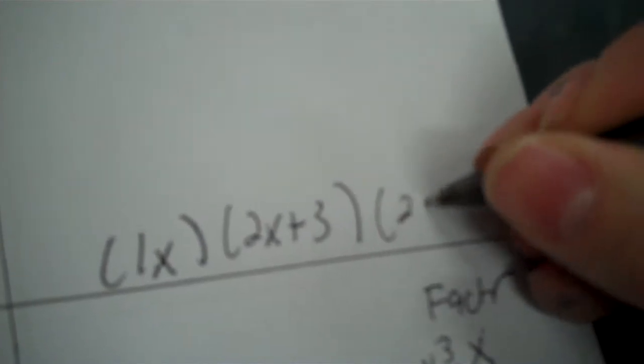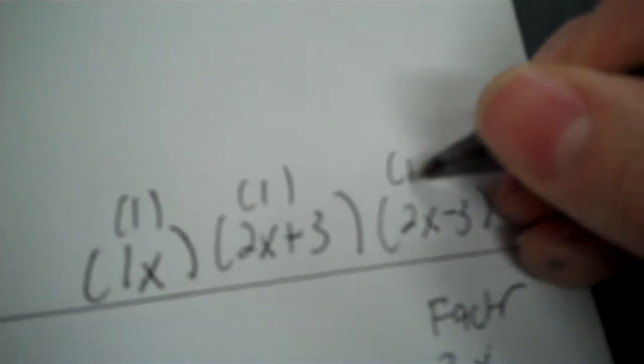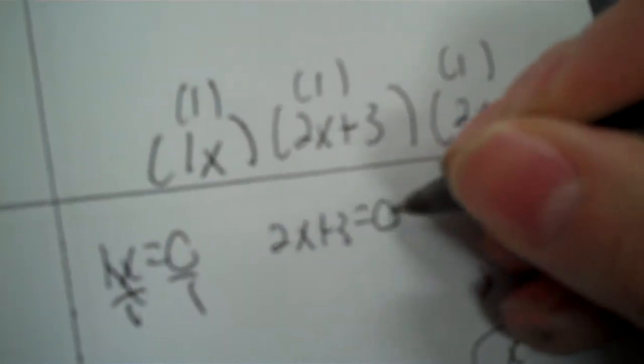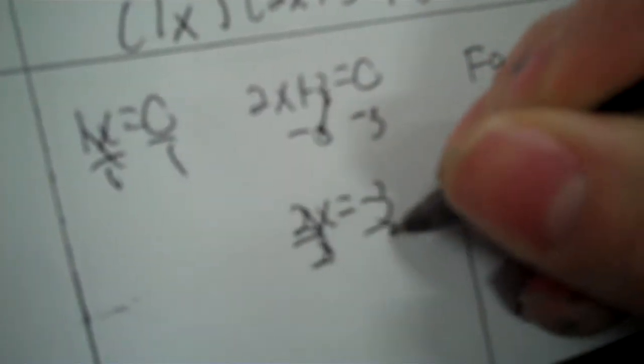Plus you can't, and you can't with the minus either because 2's a perfect square. So you got 1 coming from each. So 1x equals 0, you get 0. 2x plus 3 equals 0, negative 3. Divide by 2, divide by 2, that's just negative 3 over 2. And then the other one, positive 3 over 2. Boom.